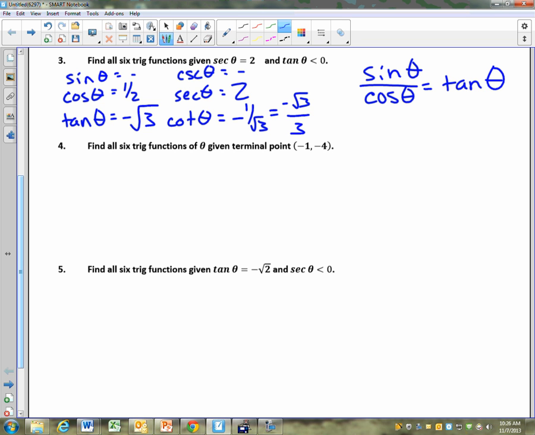So this works out pretty easy. If I want to use this formula, I've got sine of theta divided by 1/2 is equal to negative root of 3. How do you solve for that? You divide by 2 because dividing by 1/2 is the same as multiplying by 2. How do you get rid of multiplying by 2? You divide by 2. So you got negative root of 3 over 2.